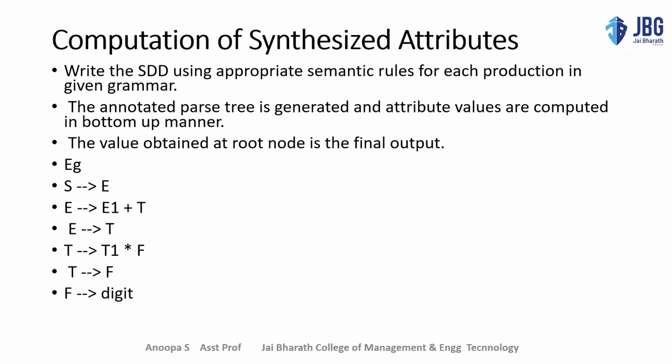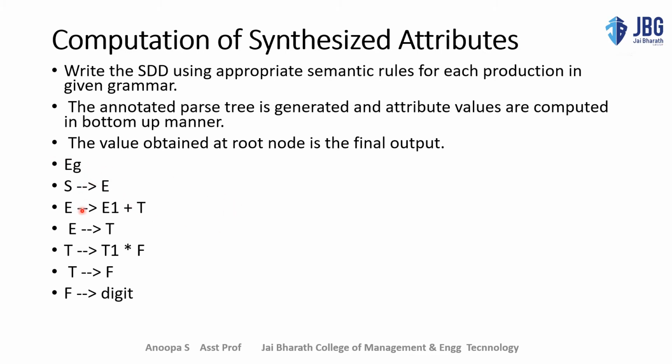Now, how computation of synthesized attributes is done, we will see with an example. First we have to write the SDD using appropriate semantic rules. Then you have to compute the annotated parse tree. Then the value obtained at the root node will be the final output. Now we'll see the example in detail, then you will get a clearer understanding of this.